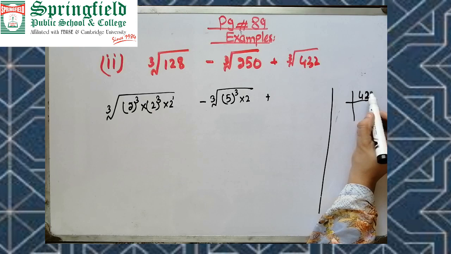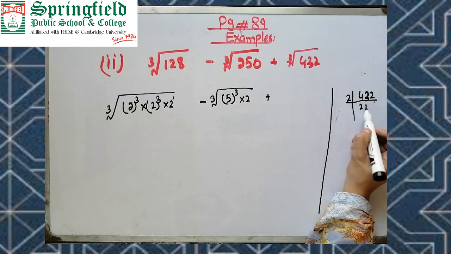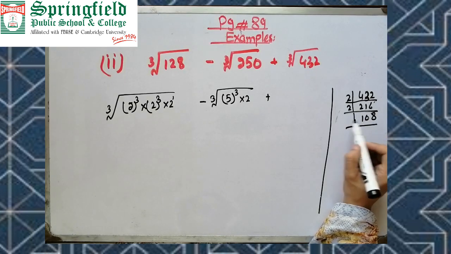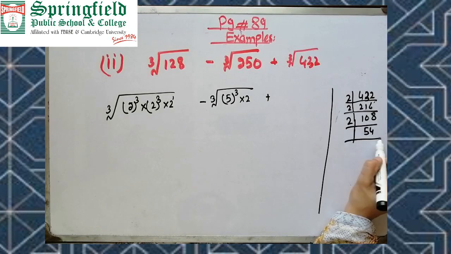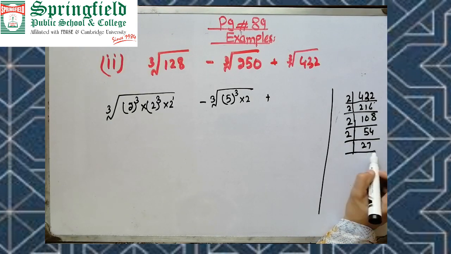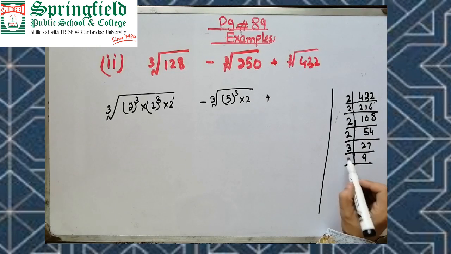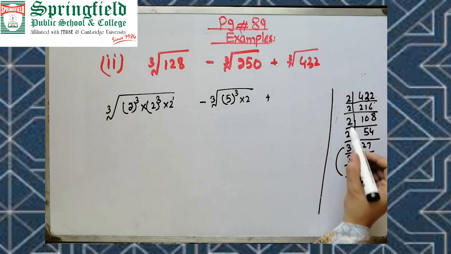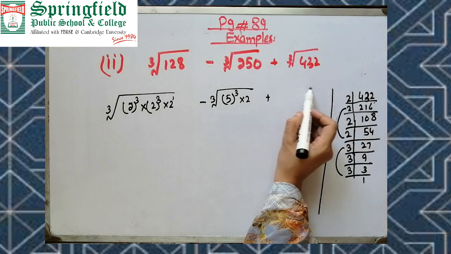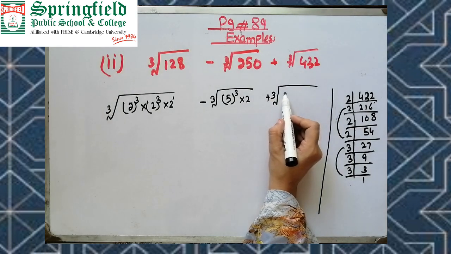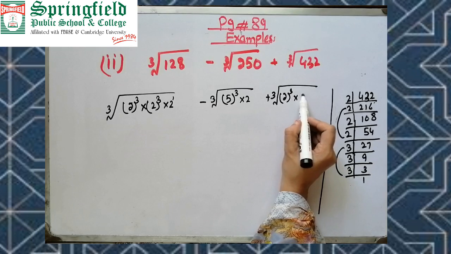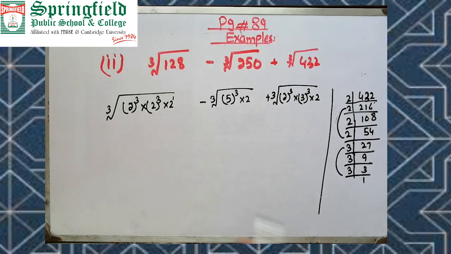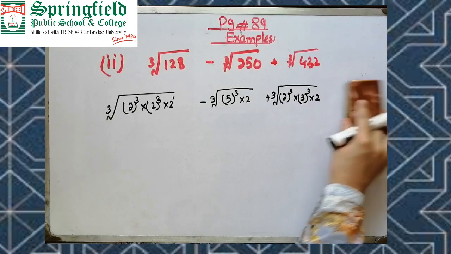432. 2 2s are 4, 2 1s are 2, 2 6s are 12, 2 8s are 16, 2 5s are 10, 2 4s are 8, 2 2s are 4, 2 7s are 14, 3 9s are 27, 3 3s are 9, and 3 1s are 3. So make the cubes, 1 2 3, and just 2 is left. So 2 cube multiply 3 cube multiply 2. Fine. Okay.